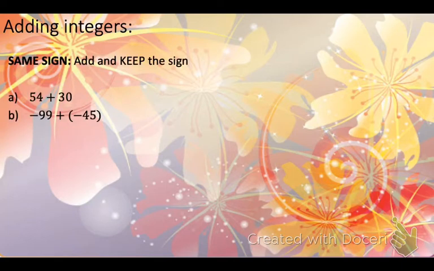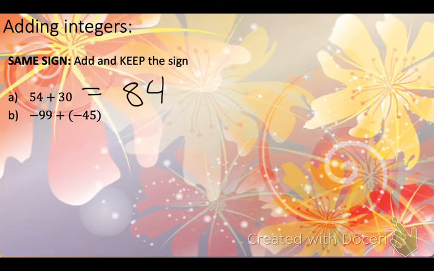So, when we are adding and we have the same sign, we add and keep the sign. Okay? So, the first one, 54 plus 30. There's no negatives there. That's what you're used to doing. That's what you've done since 3rd grade, 2nd grade. I don't really know when you start adding. But those have the same sign. They're positive. So, we add them and we keep the positive. So, 54 plus 30 is 84. So we're adding and we're keeping the positive because we're keeping the sign.